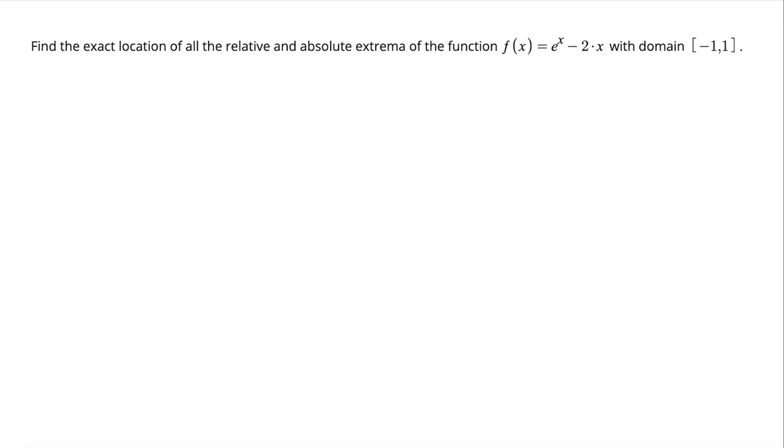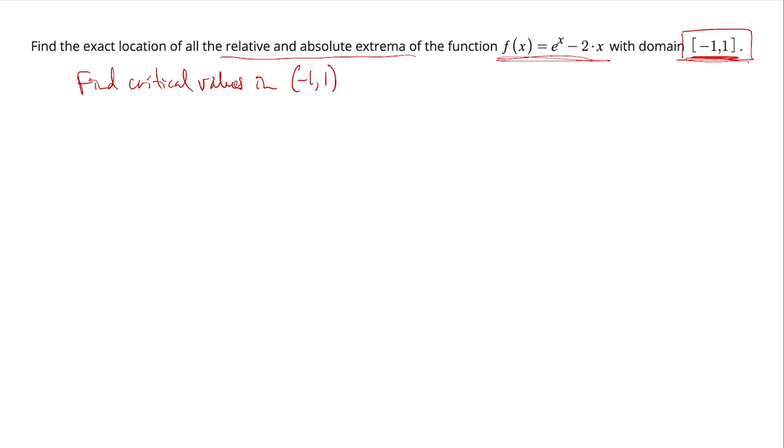For this problem, I am given an exponential function on a closed and bounded interval for my domain. What we need to do is find relative and absolute extrema. So first thing I need to do is find any critical values in, and I'm going to label this as an open interval because I'm looking on the interior of this closed and bounded interval over here.